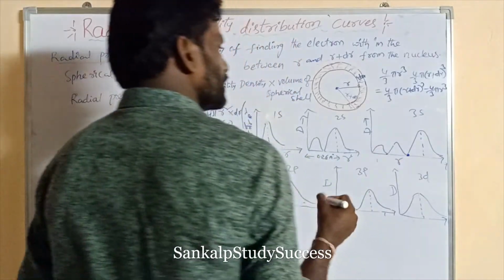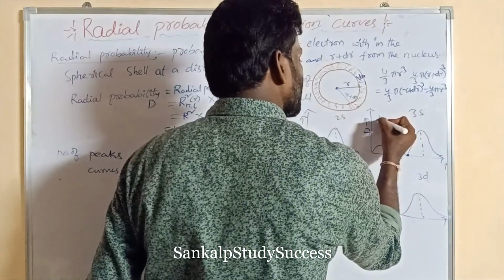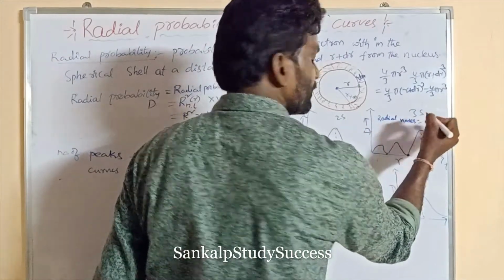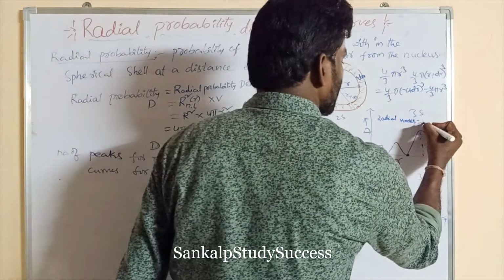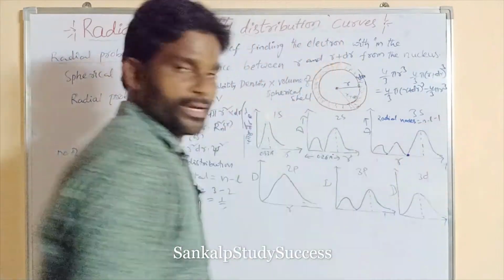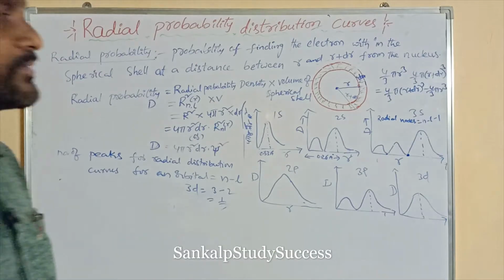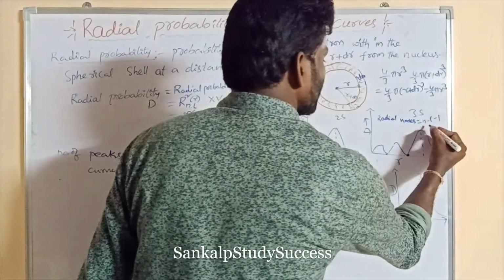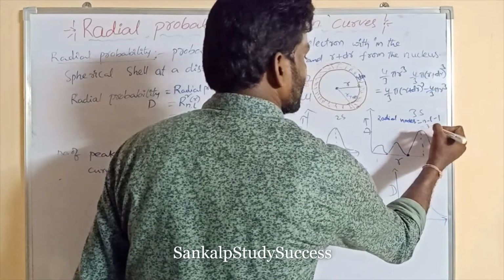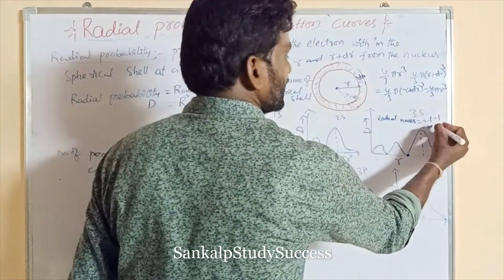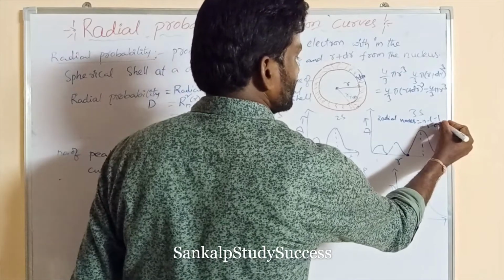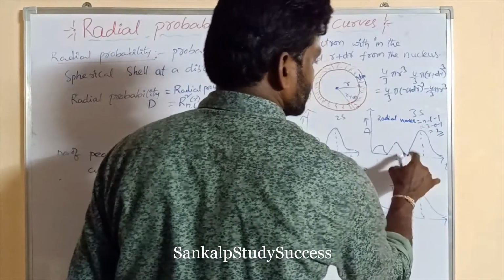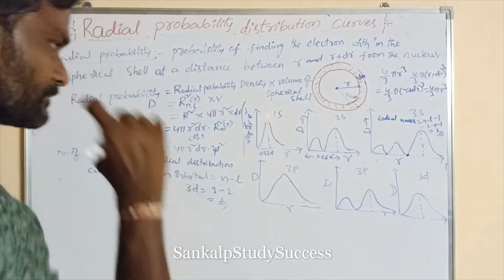Number of radial nodes is equal to n minus l minus 1. So what is the n value? 3. Minus the l value for an s orbital, 0, minus 1. 3 minus 1 is equal to 2. So these are the 2 nodes for the 3s orbital.